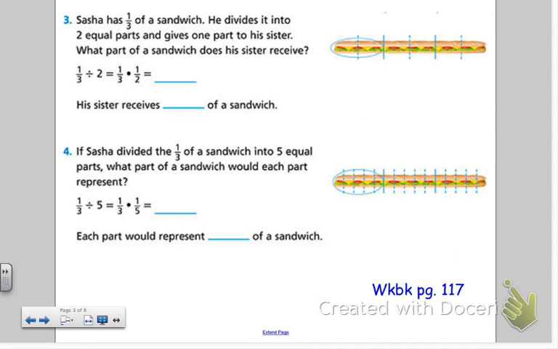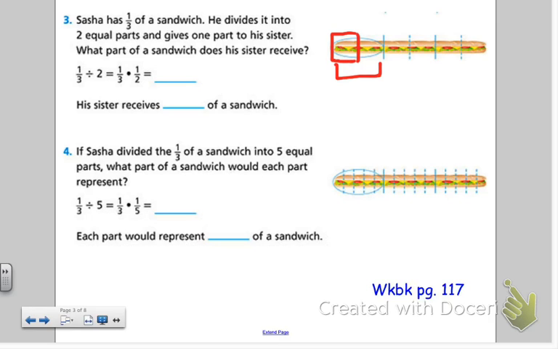Let's keep going. What if Sasha has 1/3 of a sandwich? So you can see this is Sasha's area for his sandwich. He divides it into 2 equal parts. So here's the line that we use to split it right down the middle. He gives 1 part to his sister. What part of a sandwich does his sister receive? So maybe this is the section that he gives to his sister.